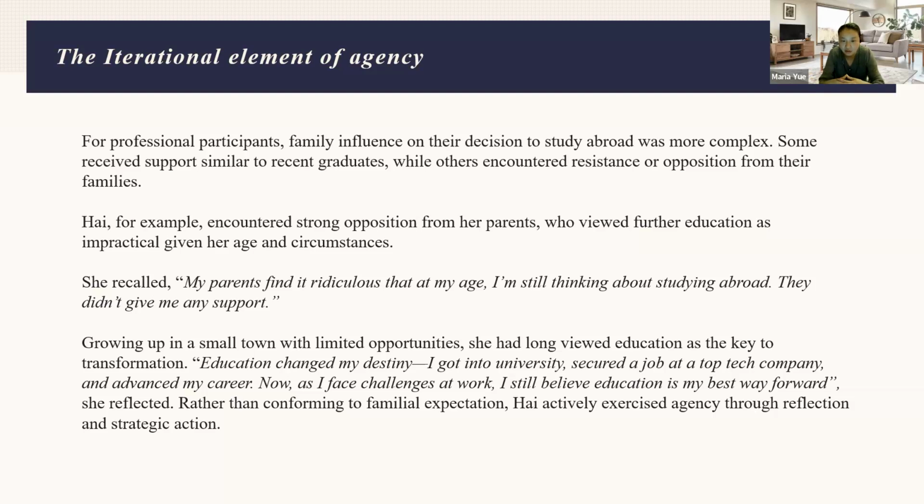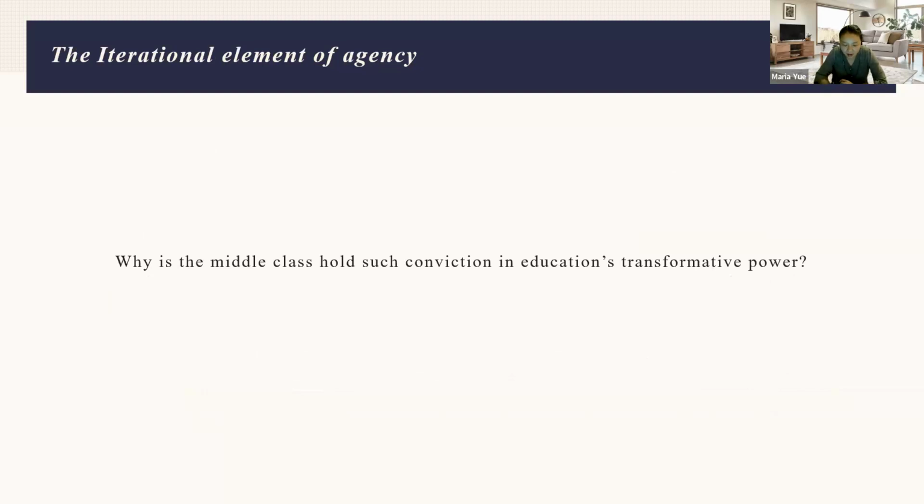So she said, education changed my destiny. I got into university, secured a job at a top tech company, and advanced my career. Now I'm facing challenges at my work, so I still believe education is my best way forward. So rather than conforming to familial expectation, Hai actively exercised agency through reflection and strategic action. So we may ask why the middle class hold such conviction in education's transformative power.